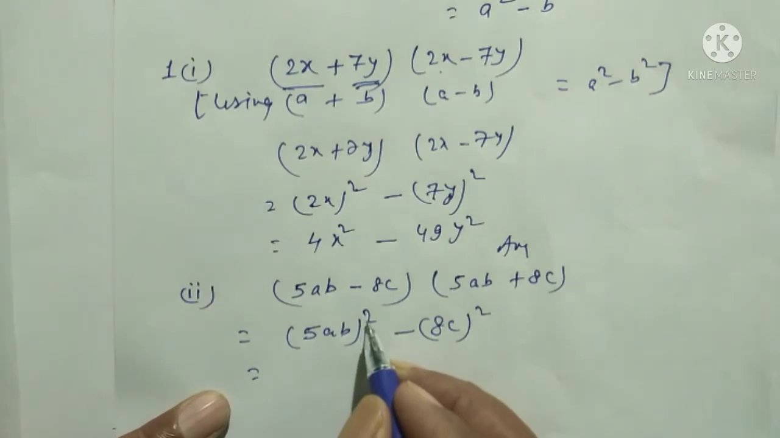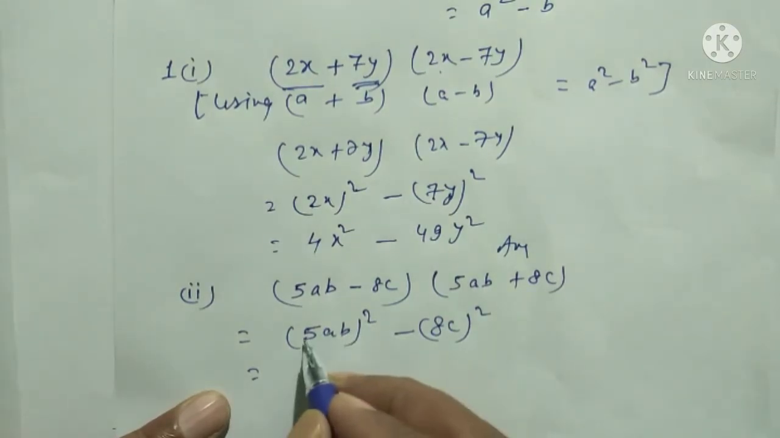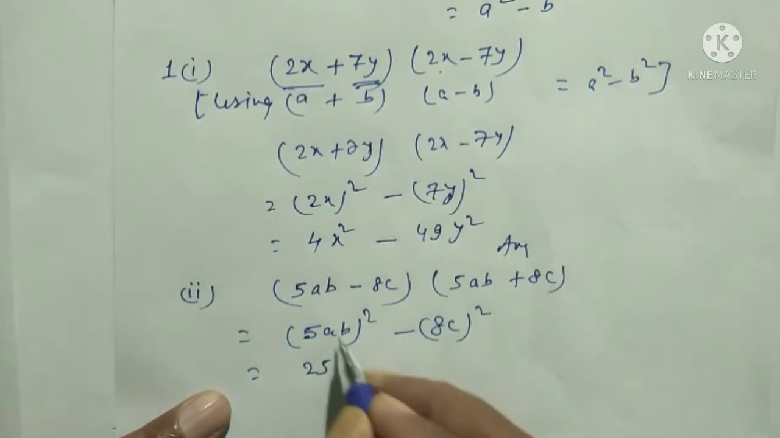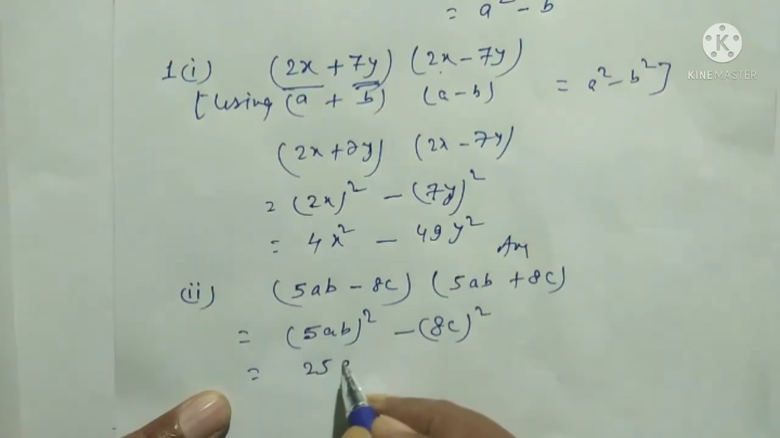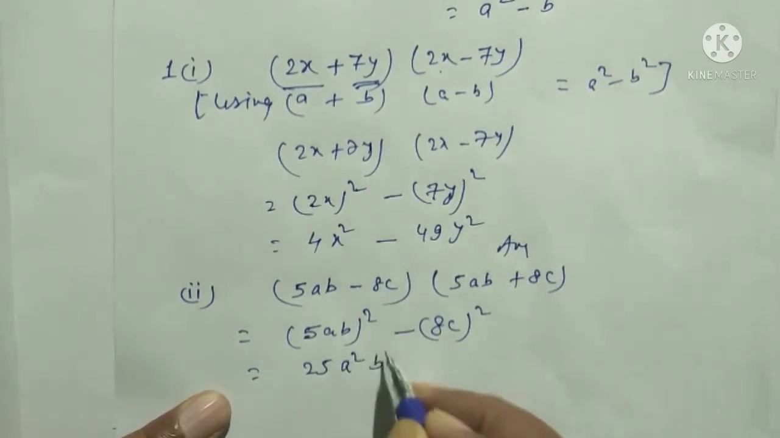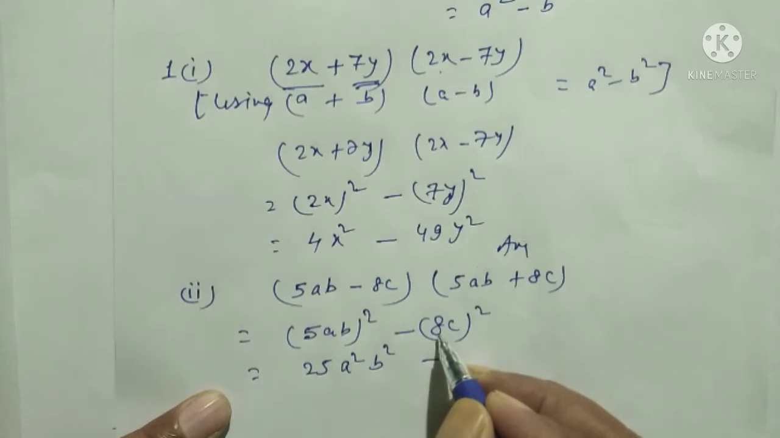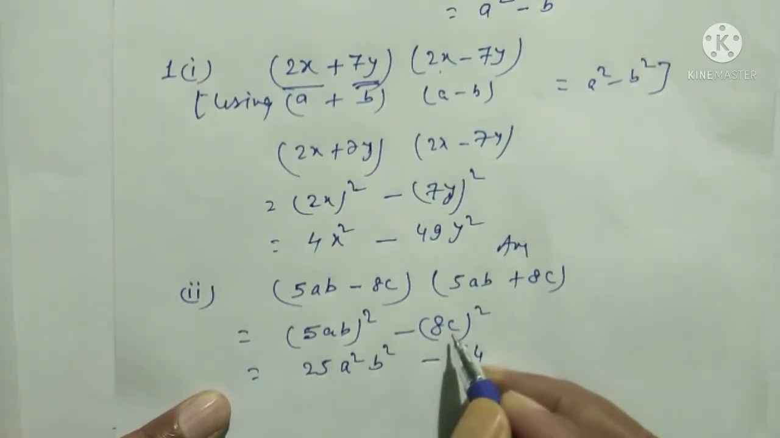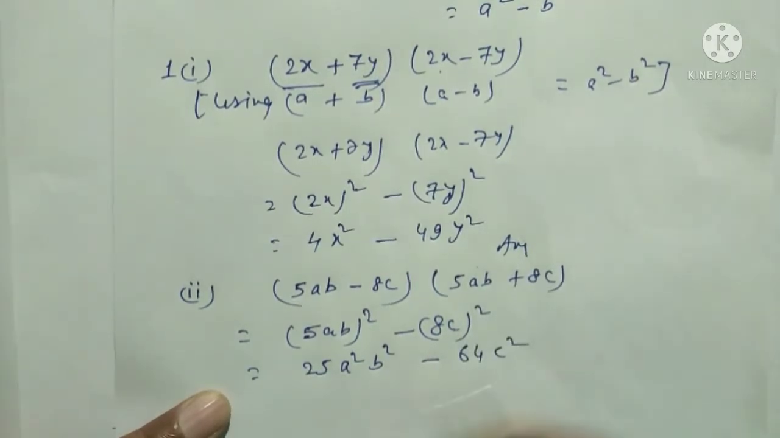Now it is the whole square of 5 A and B. So square of 5, 5 5s are 25. Square of A, A square. Square of B, B square. And here square of 8, 8 8 is 64. Square of C, C square. This is the required answer.